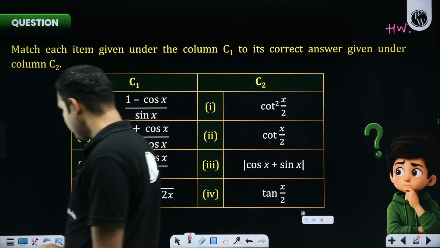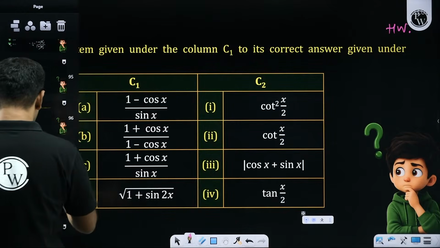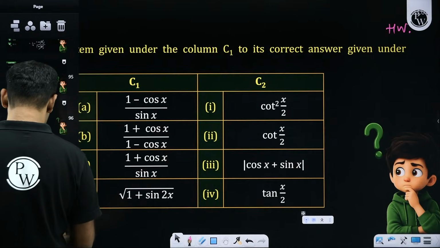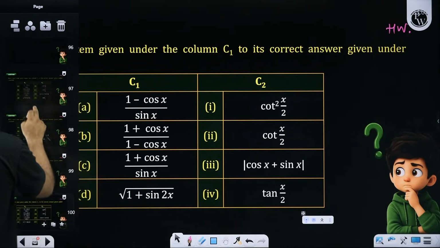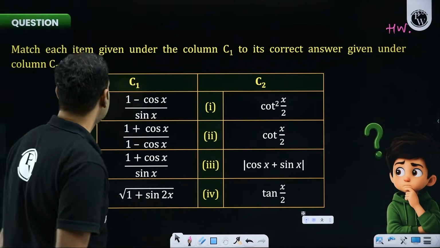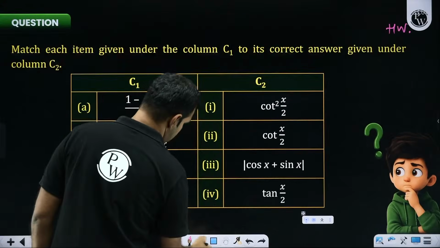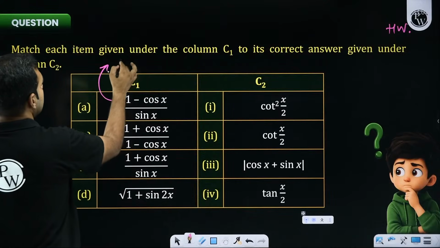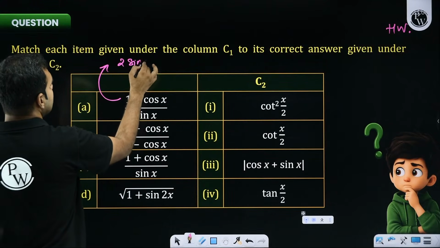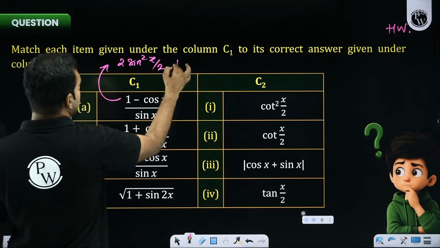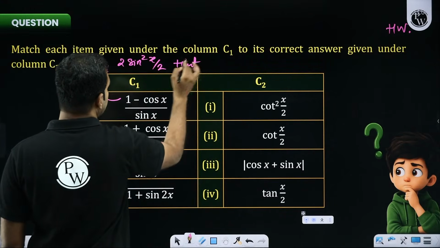So 4 questions are there, 4 hints I'll give you, and then we'll be done. So 1, 2, 3, 4. For the first one, what is the hint? 1 minus cos x. Do you remember that? 1 minus cos x, remember that it is 2 sine square x by 2. That's the hint. Use it. You will be done with this question.